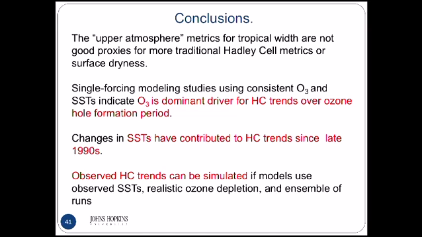some of the metrics that have been used to quote the expansion are measuring something different than the Hadley Cell or surface dryness. So those metrics still could be useful. We just shouldn't be comparing them to these other quantities. Ozone has been a dominant driver of the trends in the southern hemisphere during summer, especially over the period when the ozone was changing rapidly.